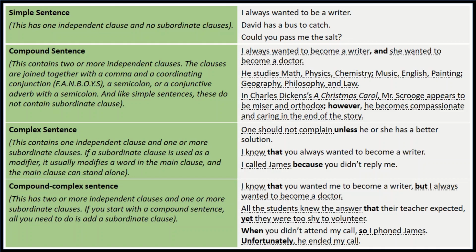Second, I know. Okay, I know this is an independent clause. I know that you always wanted to become a writer. If I just read the second clause, which is the subordinate clause, that you always wanted to become a writer, it has that fragmentation. It clicks in your mind that there is a distortion in the sentence. So therefore, it is a complex sentence. Similarly, I called James because you didn't reply to me. That's also right.